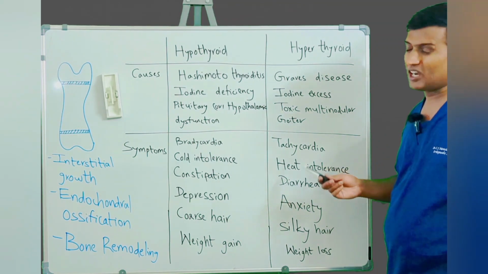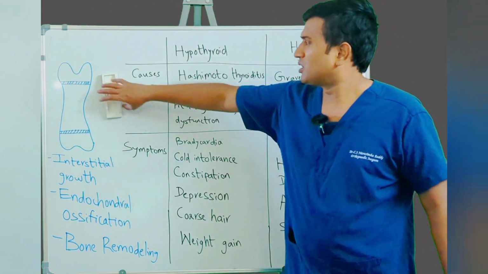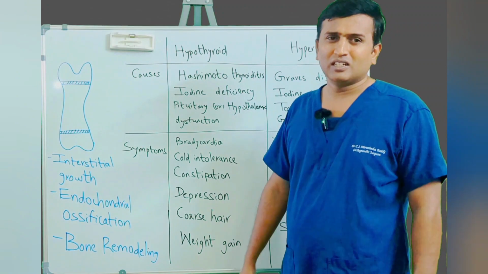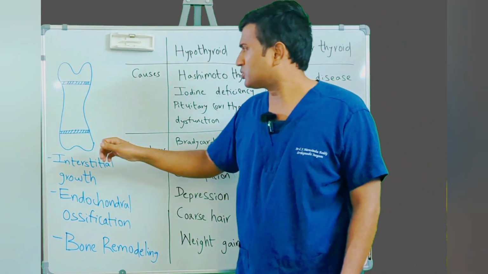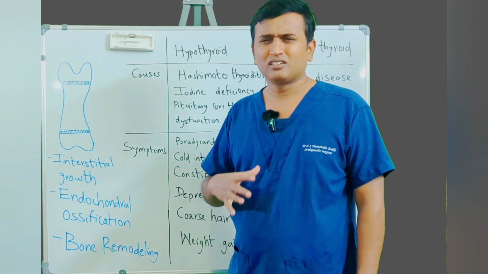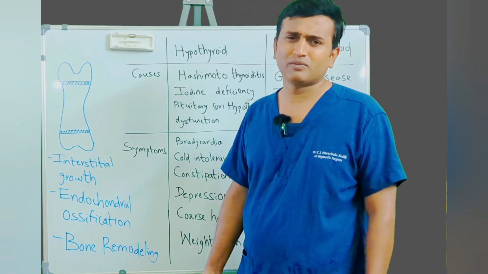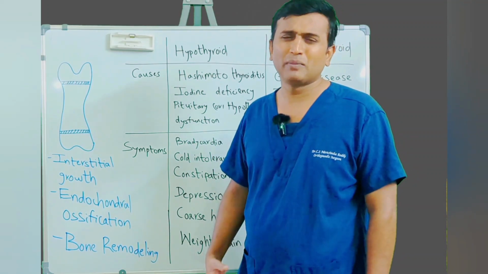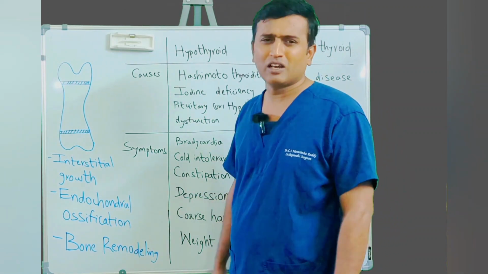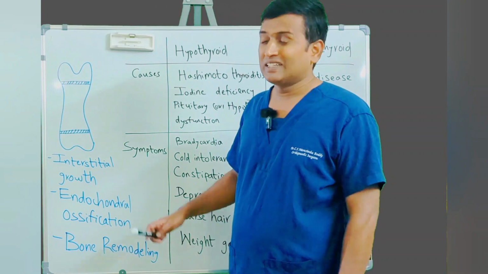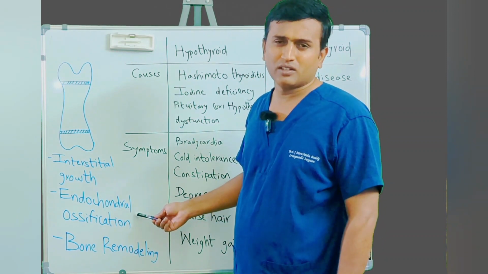Now let us see how thyroid affects our human bones. So in a normal person, without any thyroid disease, here is our bone, and you already know that we have two types of ossification in our body. The first one is membranous ossification, and the second one is endochondral ossification. This thyroid has a direct effect on endochondral ossification.